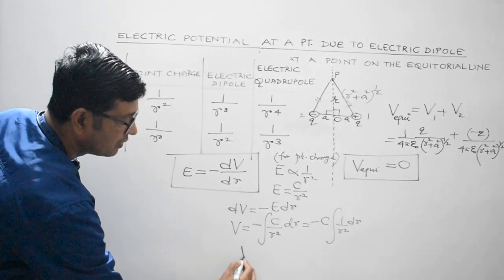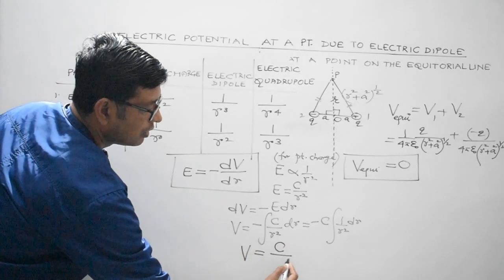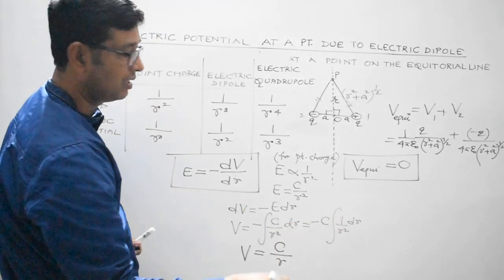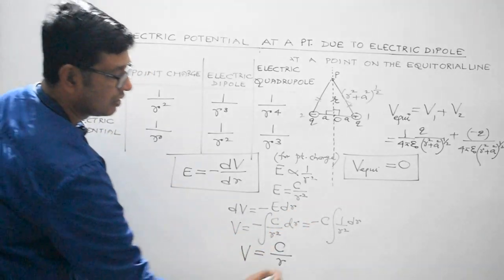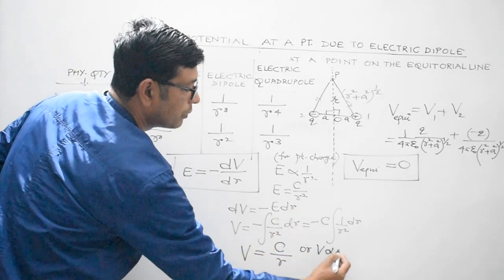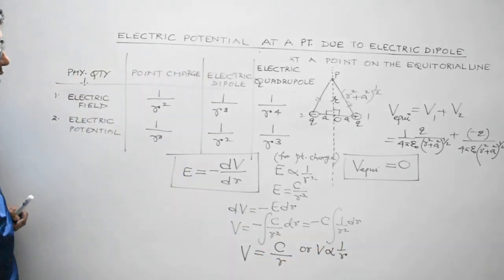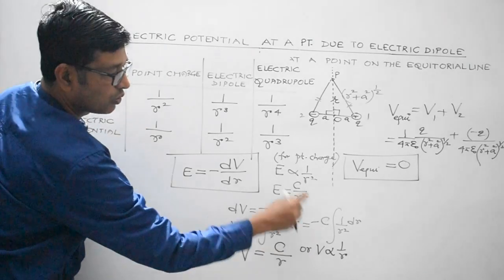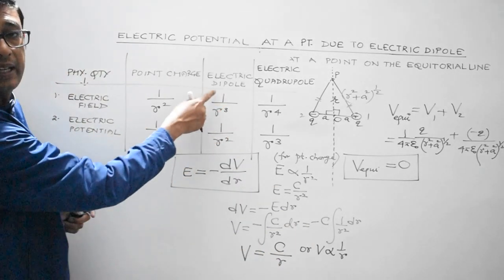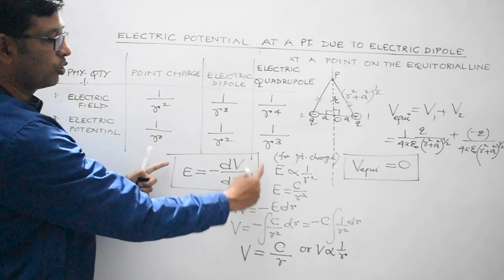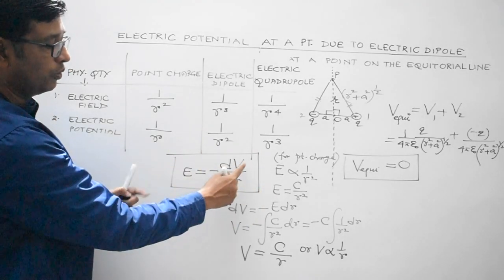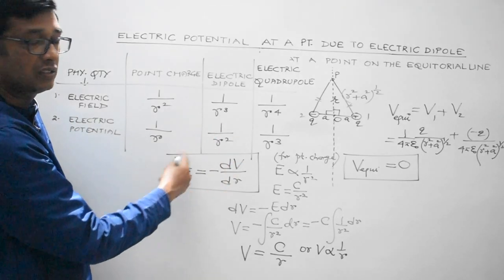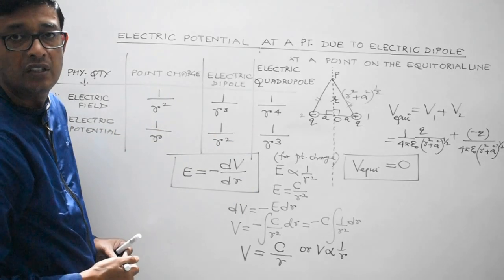Minus minus gets cancelled, and we will be left with C by r, or V is proportional to 1 by r. Got it? So if the electric field varies with distance as 1 by r square, then the potential must vary with distance as 1 by r. This is what we have proved. Similarly, you can prove it for an electric dipole as well. So this is a very, very important relationship, right? If the value of potential is given, then the electric field can be determined, and if the variation of electric field with distance is given, then the value of potential at a particular point can be easily sorted out, right?